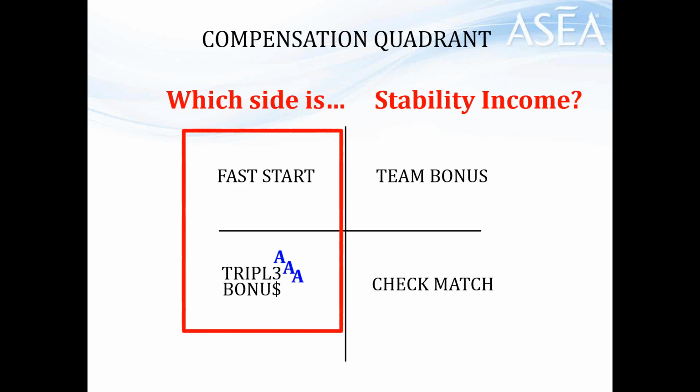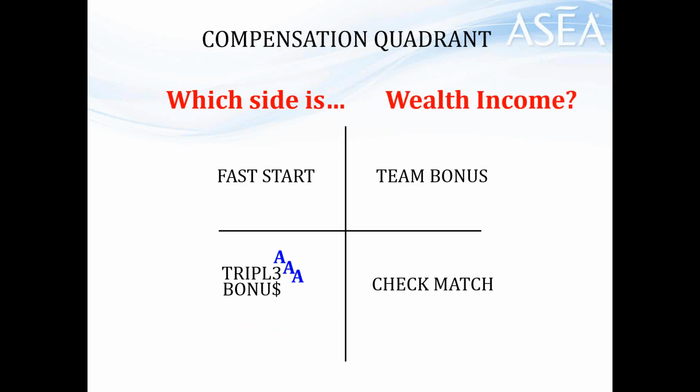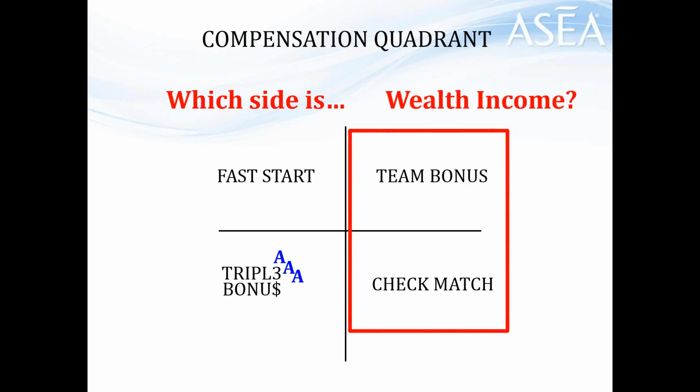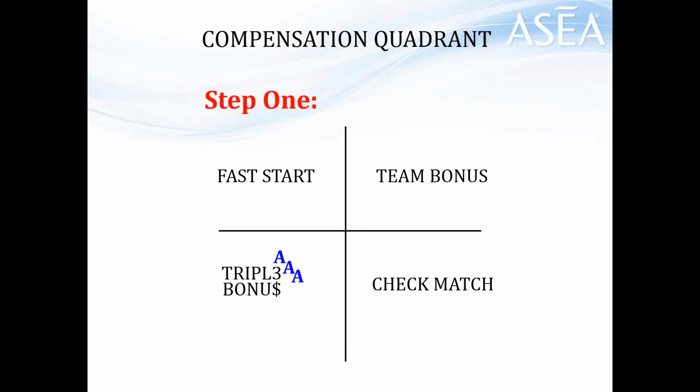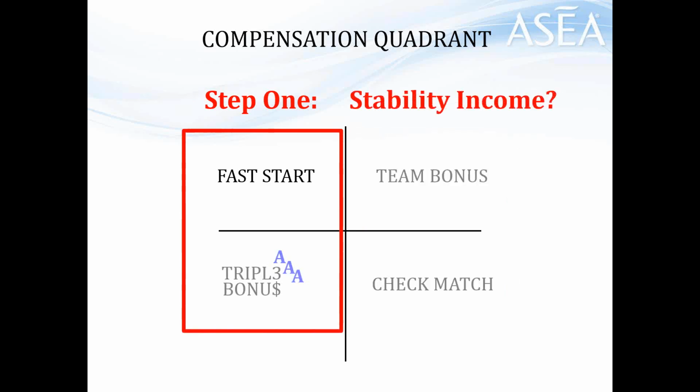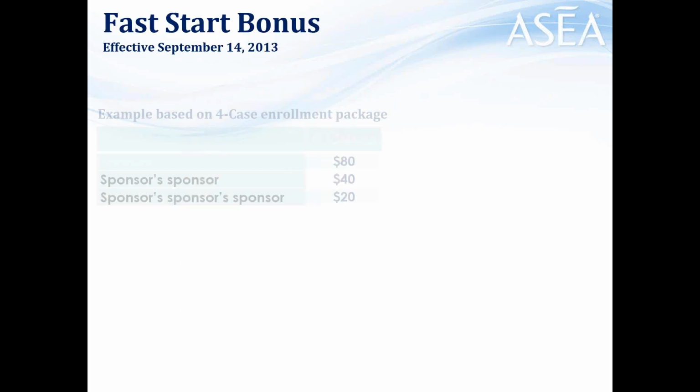The stability income is going to be on the Fast Start and AAA bonus, up to $1,000, and could be potentially more for this portion of the plan. And then the team bonus and Check Match, again, this is where the wealth is generated from, up to $40,000 a month from team bonus, and again, unlimited earning potential with Check Match. So let's first talk about the Fast Start commission mechanism.